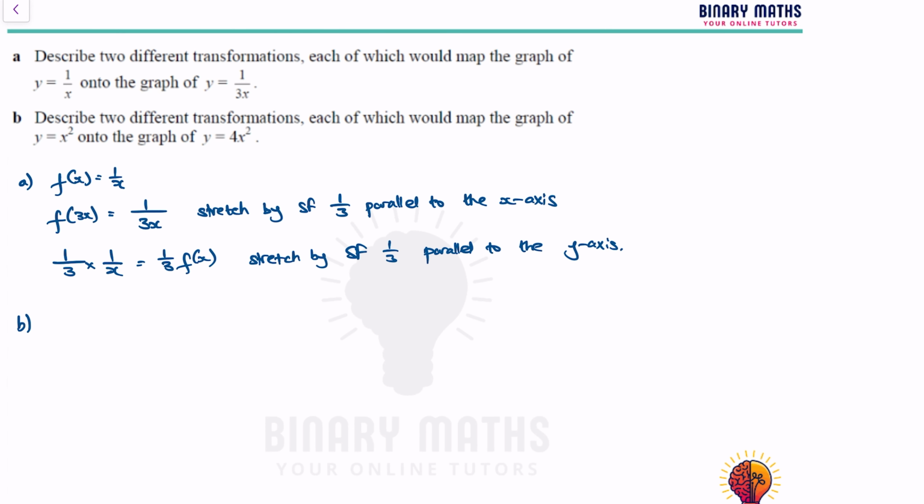Okay, B. Describe two different transformations, each of which would map the graph of y equals x squared onto the graph of y equals 4x squared. So if f of x is equal to x squared, then 4 times f of x will be equal to 4x squared, which means it's a stretch, because 4 is outside the bracket, by scale factor 4 parallel to the y-axis.